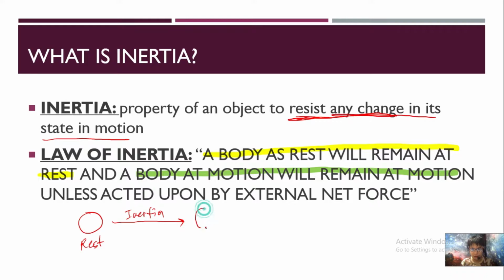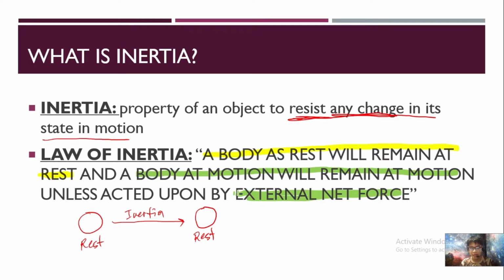Now, what if, sir, I want to make this object at rest move? What do we need to do for it to move, to change its state of motion? So according to the law of inertia, we need to exert an external net force. So there should be an external net force. In short, a force should be exerted on the object for it to move.